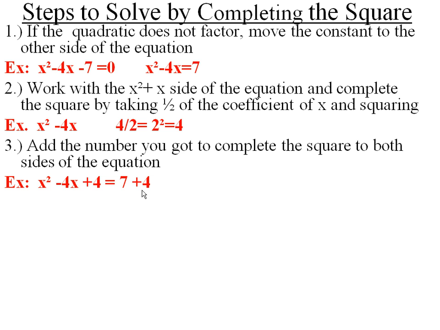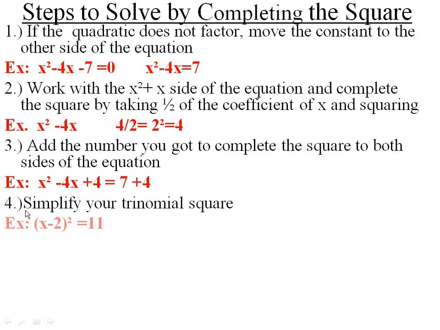Now 4 plus 4. On the right, pretty simple. 7 plus 4 is 11. Simplify your trinomial square. Factor that. What is it? It's x minus 2, the quantity squared. Here's our 11. Cut the b in half. Negative 4 divided by 2 is negative 2. There it is, x minus 2.